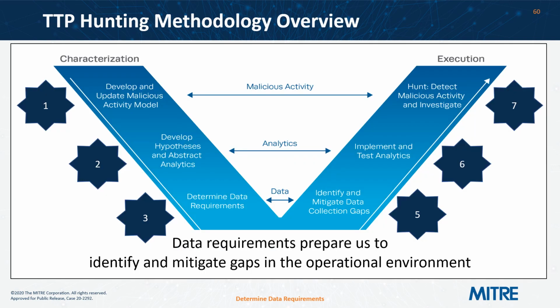To wrap up this step, and before you do the exercises that follow, let's take another look at the V. Through these first 3 steps, we've done a lot of research and developed analytics and data collection requirements. In the next step, we'll pivot into the implementation phase. As we move back up the right side of the V, we'll put these ideas into practice and put our analytics to the test so we're ready to hunt.